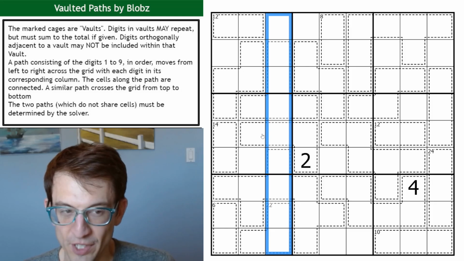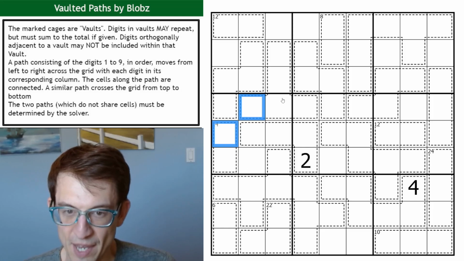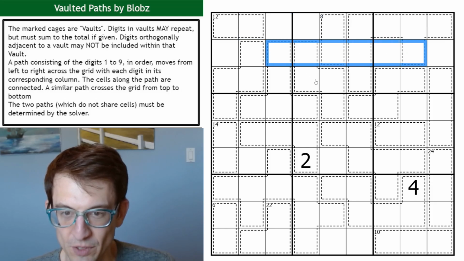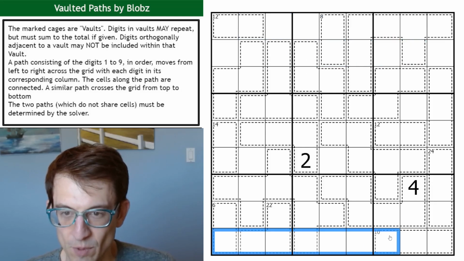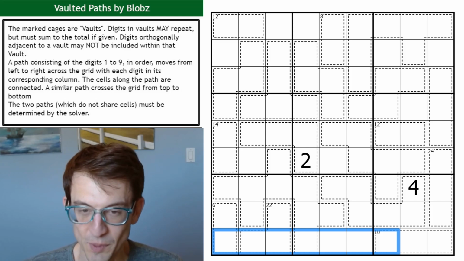The cells along the path are connected either orthogonally or diagonally. And a similar path crosses the grid from top to bottom, starting with a 1 in row 1, then the 2 in row 2, etc., ending in a 9 in row 9. And again, cells along the path are connected orthogonally or diagonally. The 2 paths, which do not share cells, must be determined by the solver.